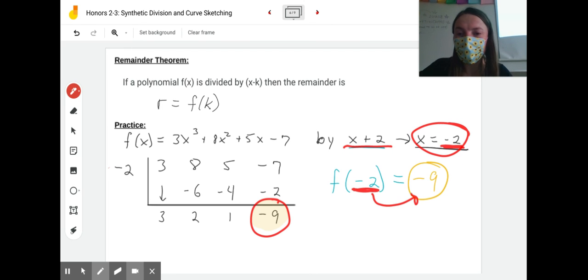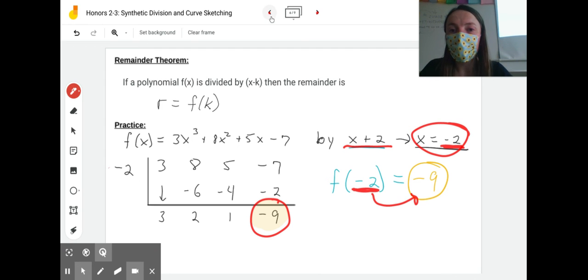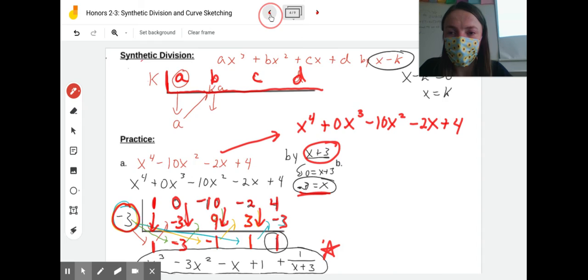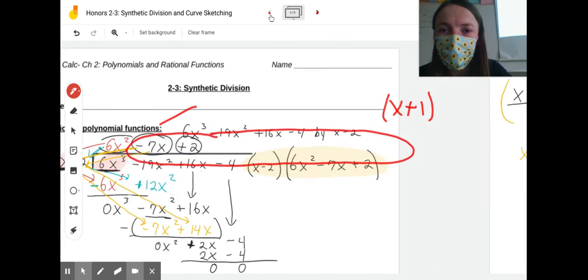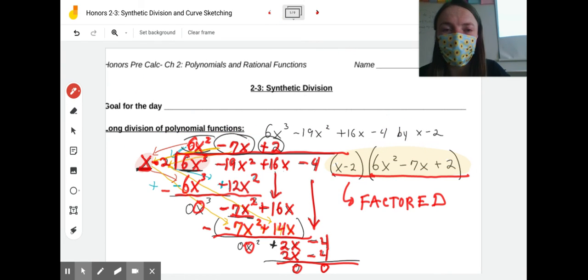And that's pretty much all we did today. We talked about the remainder theorem, synthetic division, long division, and the division algorithm. Those are all the things we covered, and we'll probably be picking up more of this tomorrow.